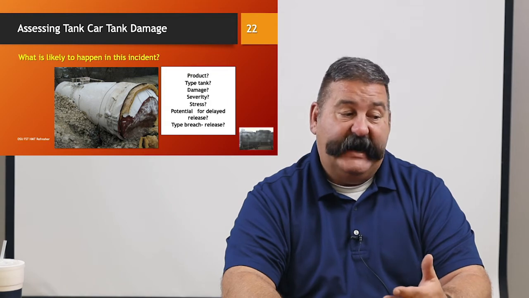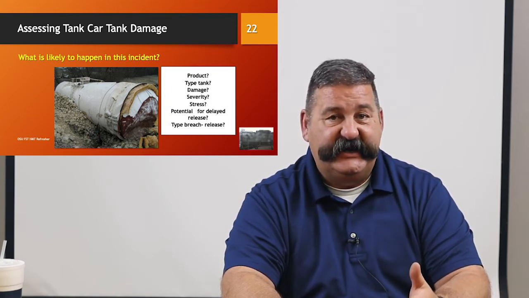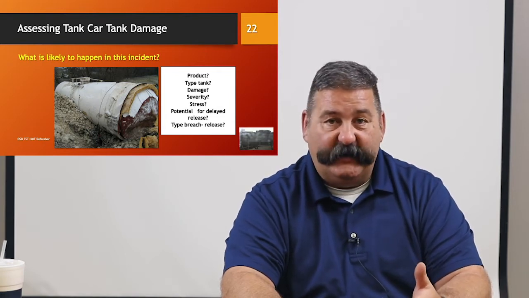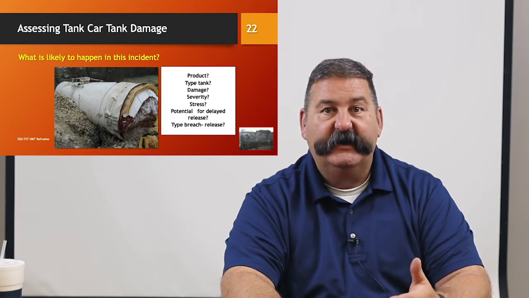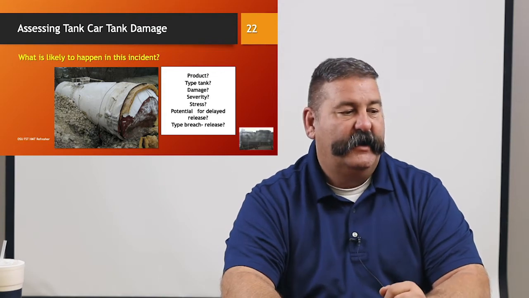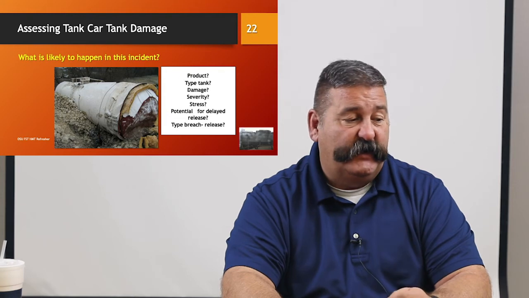What kind of damage? I can see on this container, I've got mechanical damage. I've got huge dents. I probably got scores on the inside of that dent. It's probably cracked. Again, the container is thinned. It's only as strong as the thinnest part of the container now. How severe is it? This is significant. This is significant damage to this rail car.